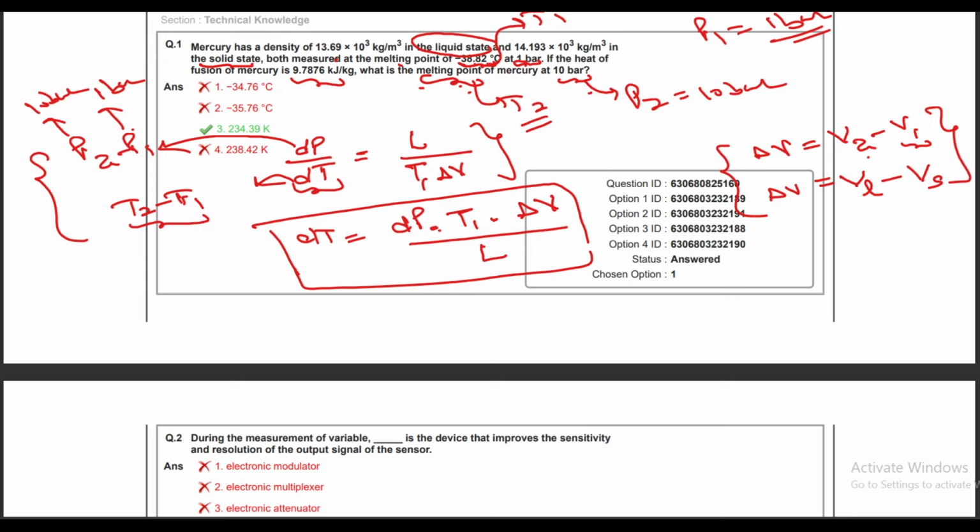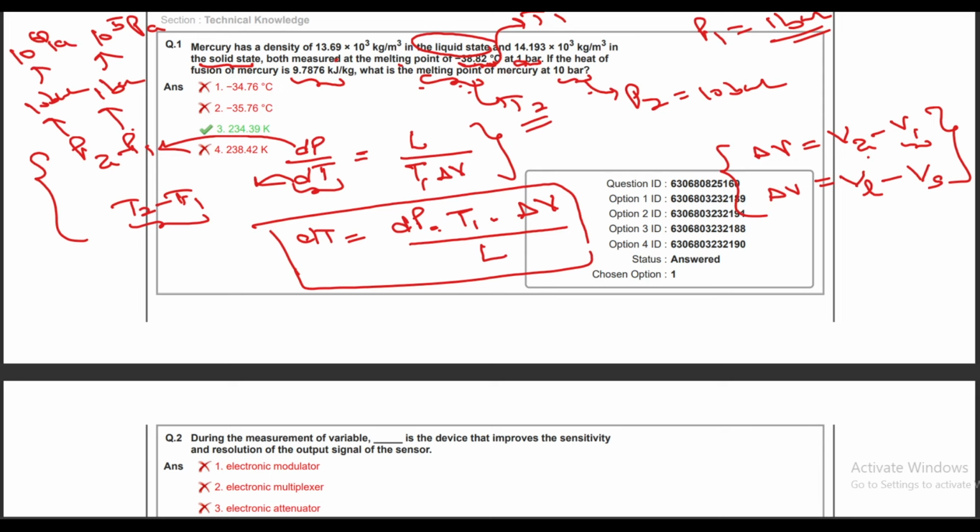Now what you have to do, first of all you will convert units. Pressure is 1 bar, convert it into Pascal. To convert it into Pascal, you will multiply it with 10 raised to power 5. So your P1 value will be 10 raised to power 5 Pascal, and P2 will be 10 raised to power 6 Pascal. Clear? So this is the value of P2 minus P1.